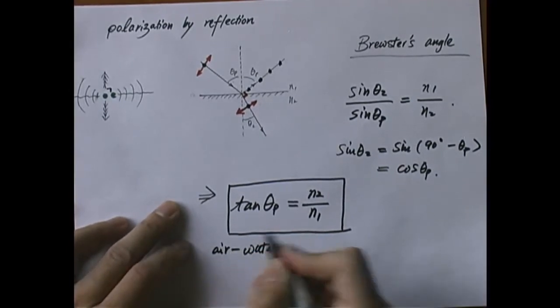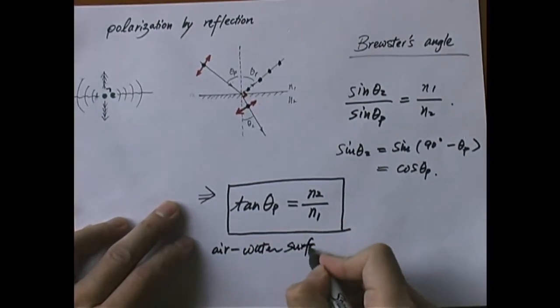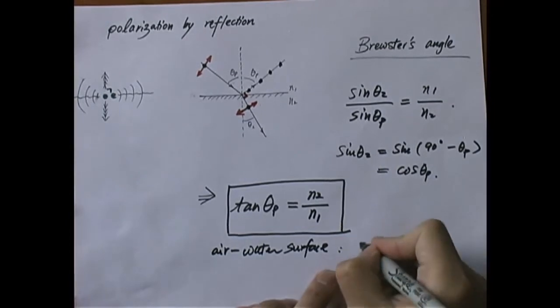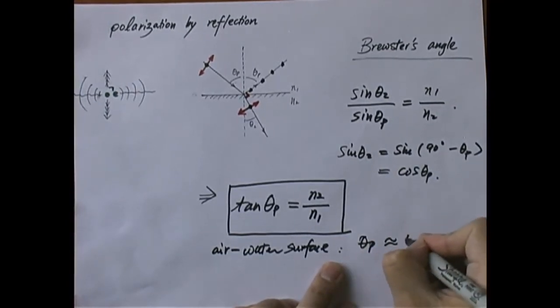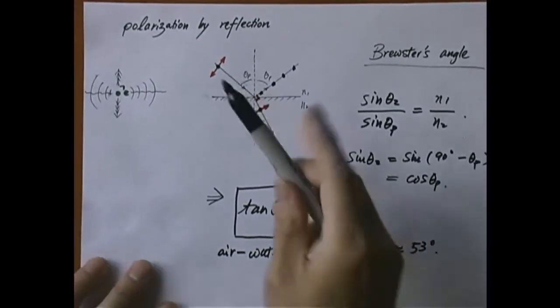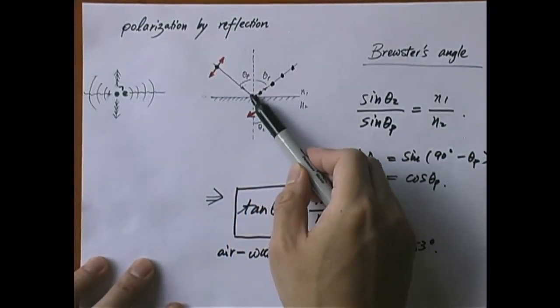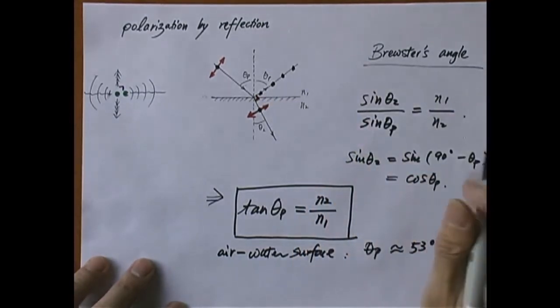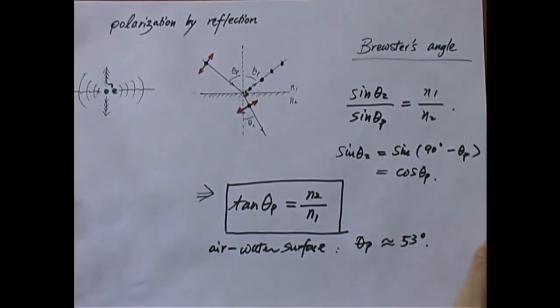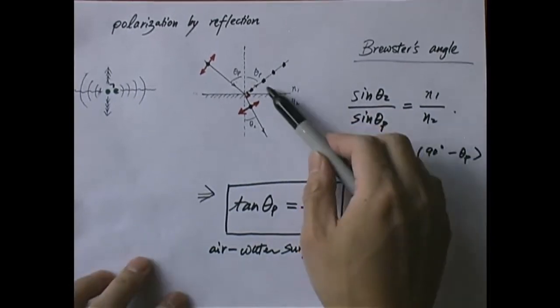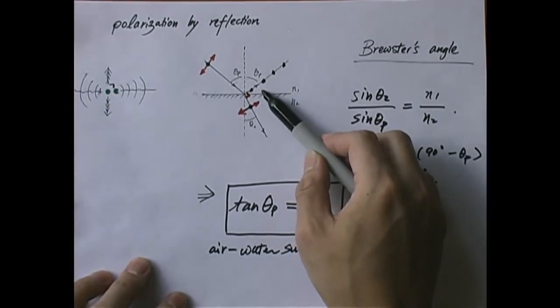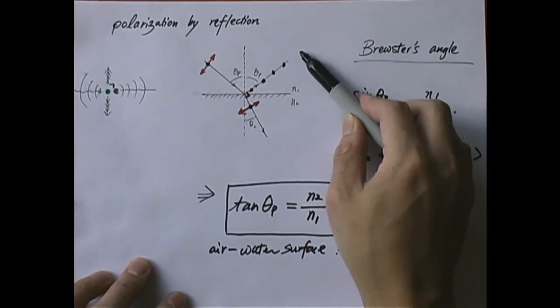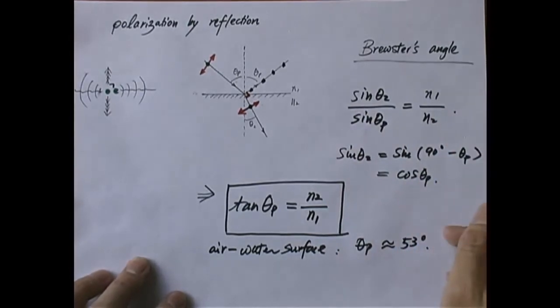Air, water, surface. Theta p is about 53 degrees. So if light comes in at 53 degrees of incidence, after getting reflected off of water, the reflected wave is 100% polarized. Okay, of course, that's just a special case. If it's not 53 degrees, it's not going to be 100% polarized, but this red component will be severely restricted in the reflection. So it's going to be partially polarized.